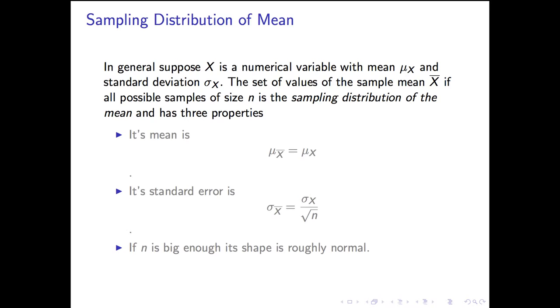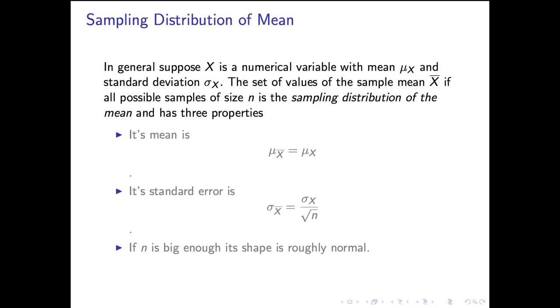That's one case of a general question. If I have a numerical variable x with a mean mu sub x and a standard deviation sigma sub x, the subscripts are because I'm going to talk about the mean and standard deviation of other variables and I want to keep them straight. And then I consider all samples of size n. For each sample I compute x bar, and I make a histogram of all those numbers. I ask what's the distribution, the sampling distribution of those sample means.